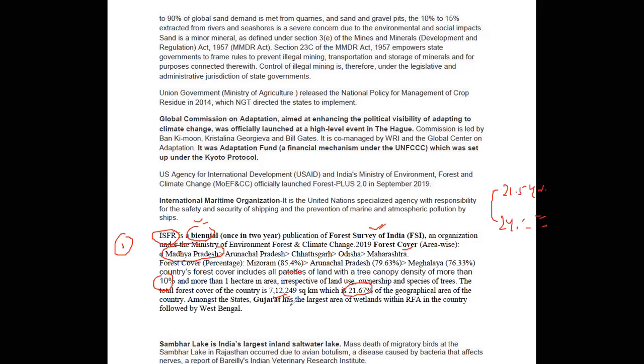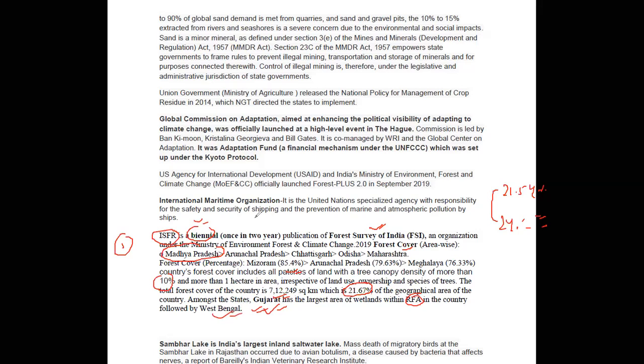Now again, the largest area of wetland within reserve forest area: Gujarat has the largest area of wetlands. You might be confused and feel that Sundarban has wetlands, so it has the largest area of wetland. No, that is wrong. Gujarat has the largest area of wetland within the reserve forest area, followed by West Bengal. West Bengal is in second position.